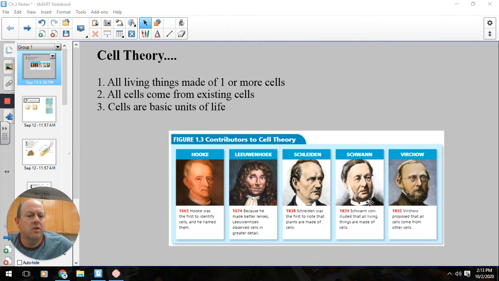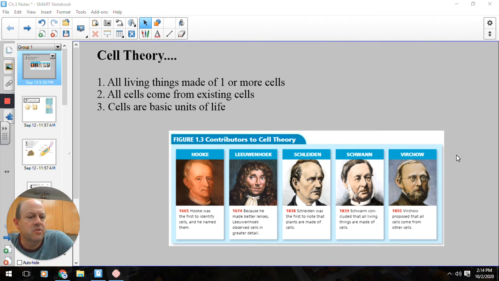But Schwann also was erroneous in saying he thought that the cells could just spontaneously occur. That seems a little silly for us now, but back then, people would see a piece of meat and then all of a sudden there'd be living things like maggots on it. And how did that happen? It must have been spontaneous. And so it wasn't until about 15 years after Schwann that another German scientist, Rudolf Virchow, proposed that cells have to come from other living cells.